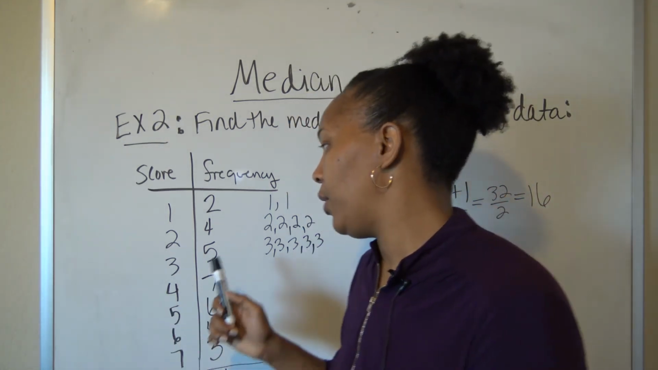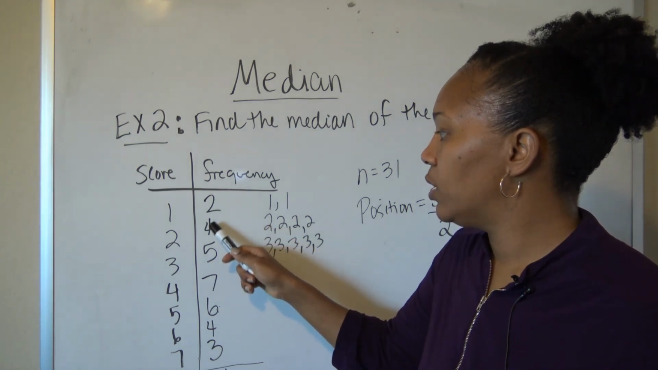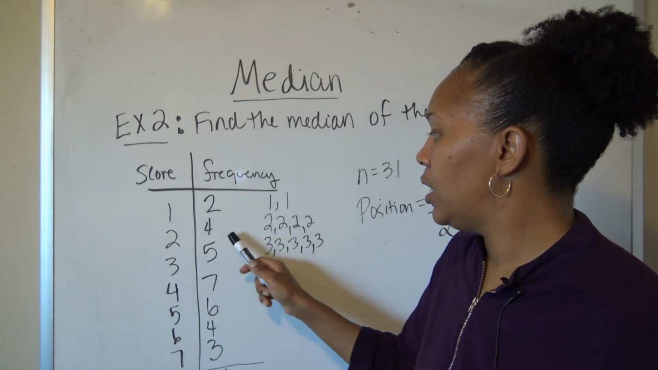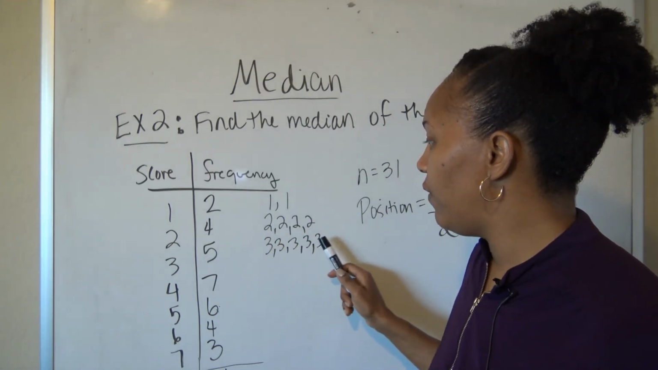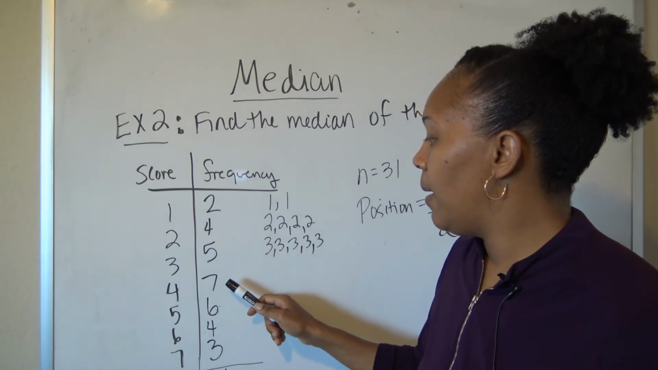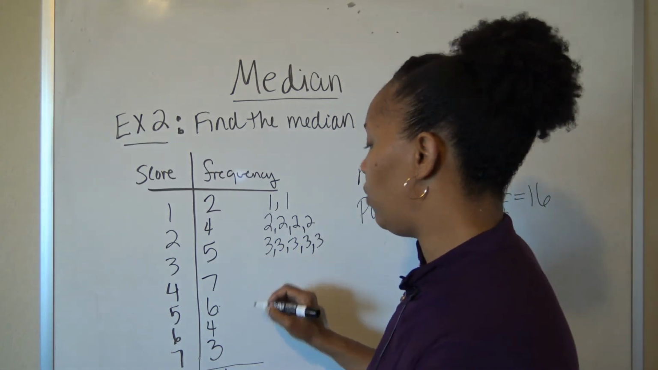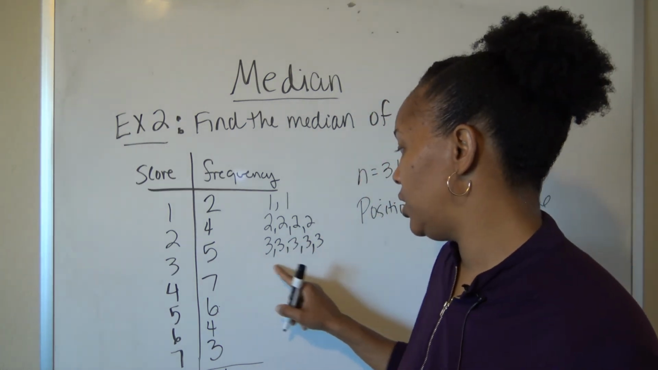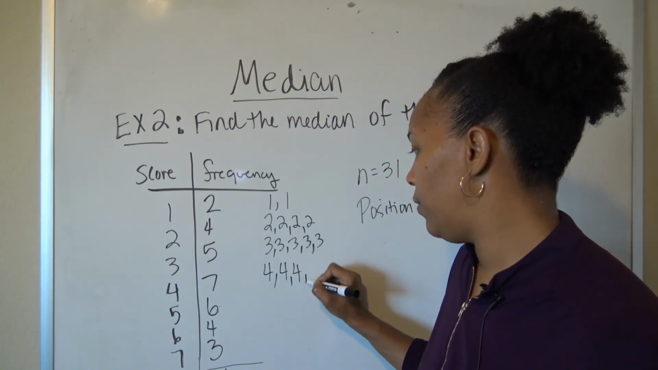So now we just have to figure out where is the 16th position. So if I add these up, 2 plus 4 is 6. So that gives me 6 of the numbers. 6 plus 5 is 11. So that will give me 11 of the numbers, and 11 plus 7 is 18. So if I was to list out the 4s, because 18 is bigger than 16, that means my 16th position is going to fall in here. If I was to list out the 4s, there's 7 of them.